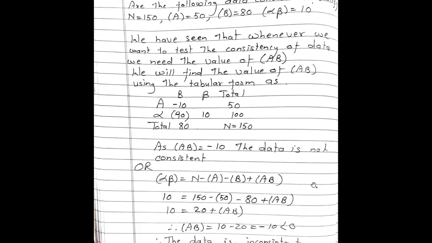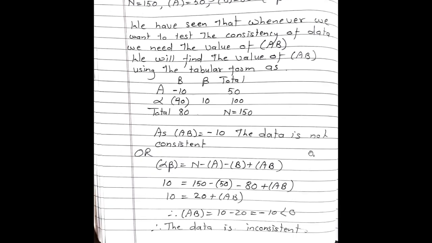Or we can find the value of AB using the relation between the class frequencies. Alpha beta can be written as N minus A minus B plus AB. So replace all the values in the equation. Alpha beta is given as 10. Value of N is given as 150. Frequency of class A is 50. Frequency of class B is 80. And we have to find the value of AB. So we will keep AB as it is.